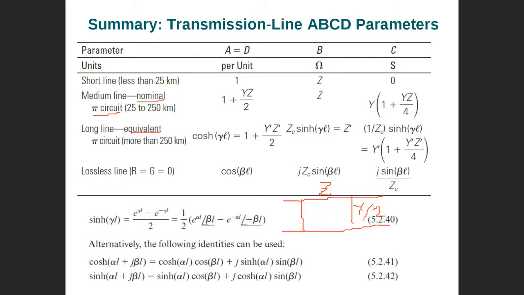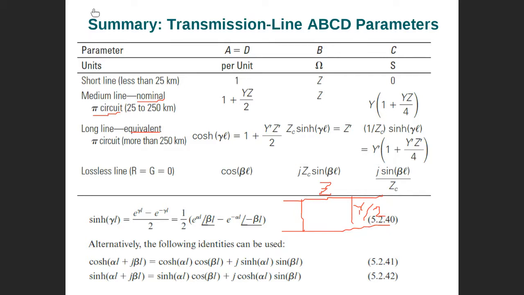And similar for this one, Y over 2. Okay, similar for this one, Y. So this we call the pi circuit. If it is a nominal pi circuit, this is the normal pi circuit, which is simply Y over 2 and Z. If it is an equivalent pi circuit, then we need to correct the Z, so we call it Z prime. And the Y also, Y over 2, so we call it Y over 2 prime.